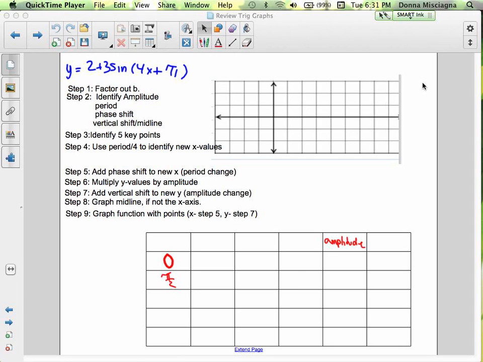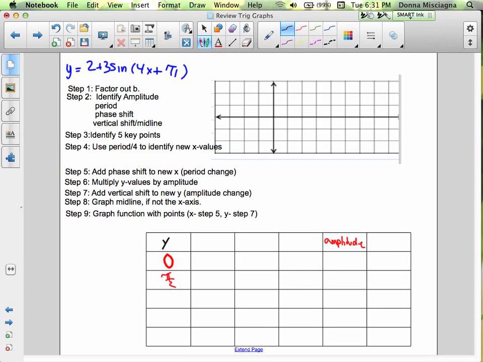First thing you're going to do though before we begin is make a 6 by 6 table. And let's label the table: x and then period, phase, because we always deal with the period first and then the phase, y, and then amplitude is kind of stuck in there in my graph, and vertical shift. And then let's go through all of our steps.